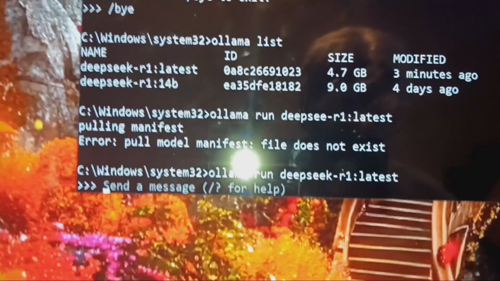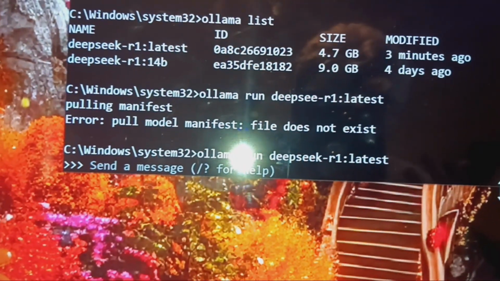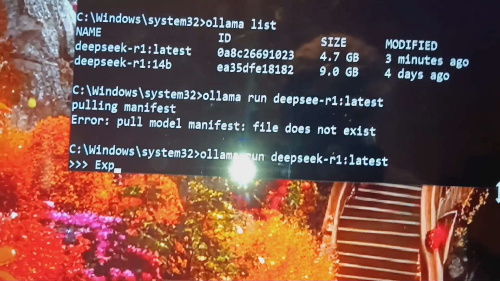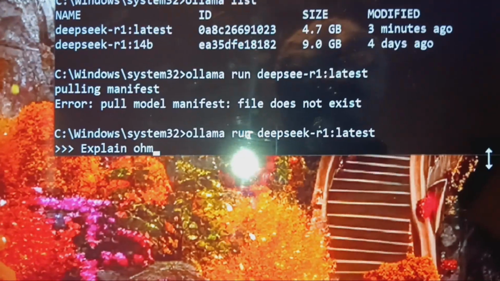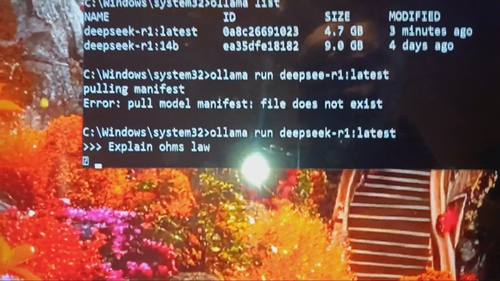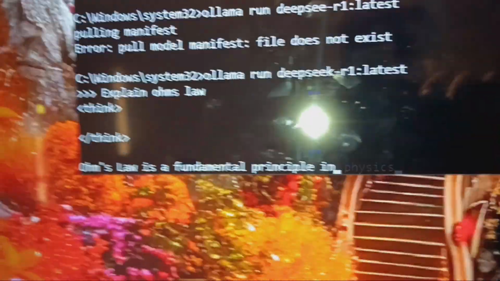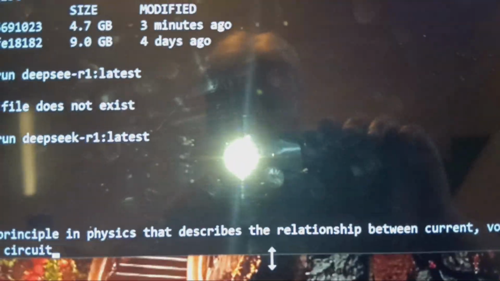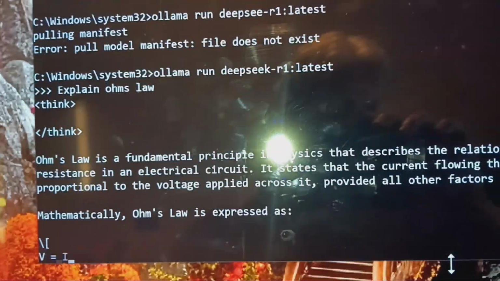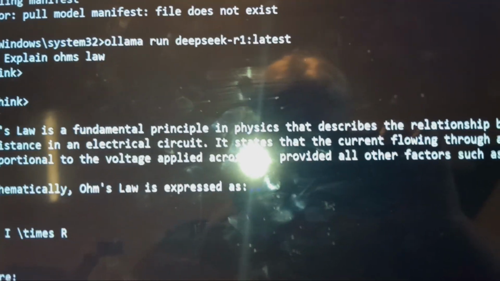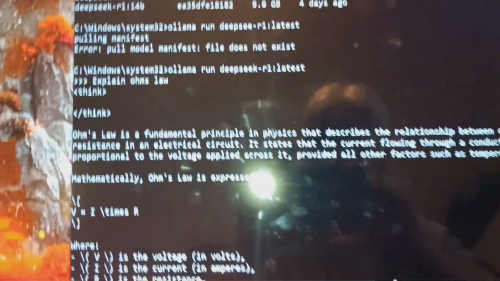So I can ask it a question like, let's see, explain Ohm's law. Okay, it's thinking, and now it's off and running. And you can see how fast this joker runs on this PC. Now it is using, I think I got 32 gigs of graphics and 32 gigs of RAM. It's using both. So there's the answer, and it's still thinking.